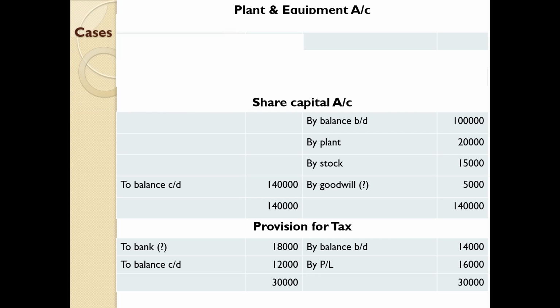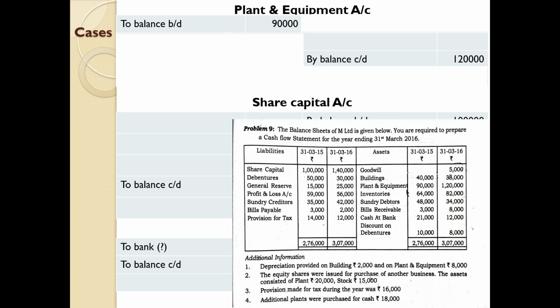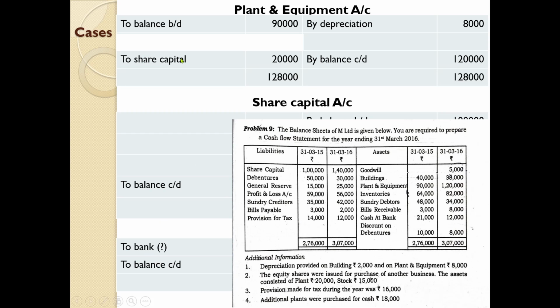So let us prepare another account, plant and equipment. Let us begin with opening as well as closing balance, 90,000 and 1,20,000. It is said that during the year plant was purchased by issue of shares, so let us write that down. Also it is said that depreciation during the year was 8,000, so let us note 8,000. And during the year 20,000 worth of plant was purchased by issue of share capital. By balancing the account, you can see there is a difference on the left hand side.